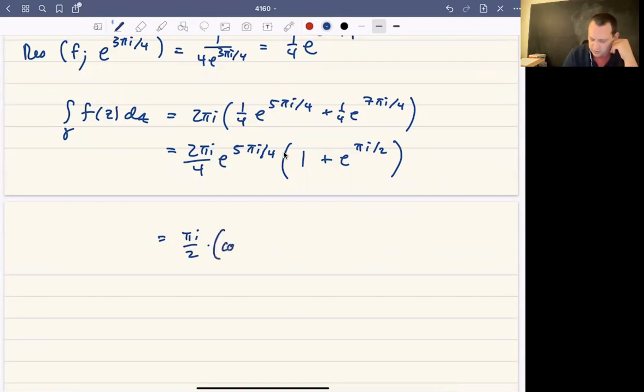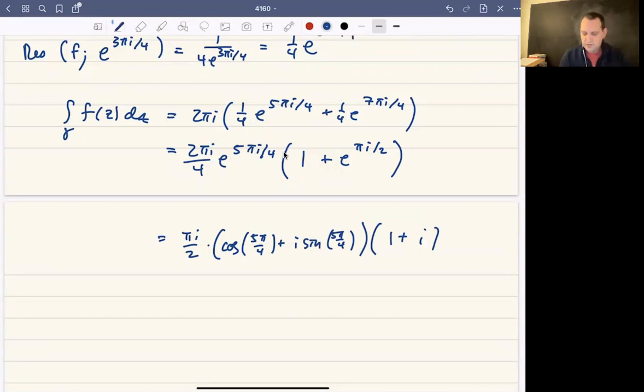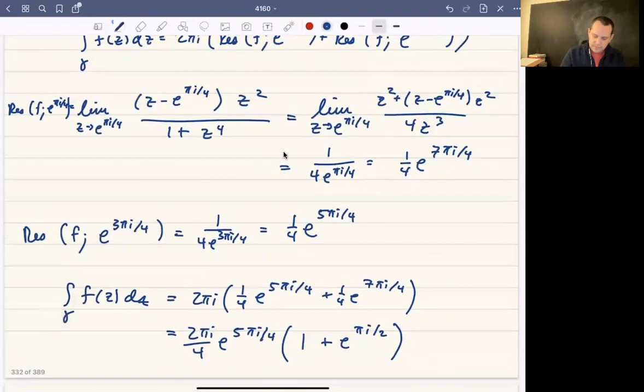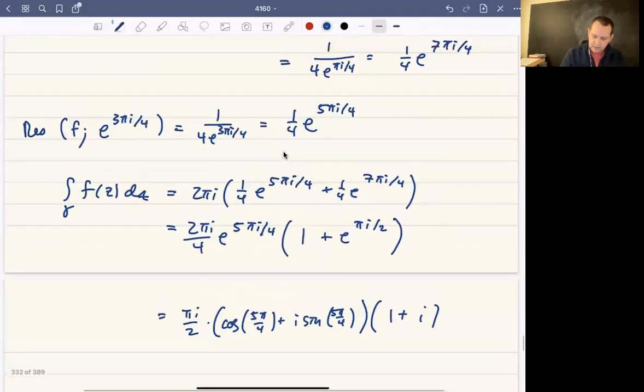Okay, so I guess we might as well figure that out now. So that's cosine of 5 pi over 4 plus I times sine of 5 pi over 4, all times 1 plus e to the pi I over 2, so that's I. Okay, now cosine of 5 pi over 4 and sine of 5 pi over 4 are the same. I want to make sure I'm not missing anything here.